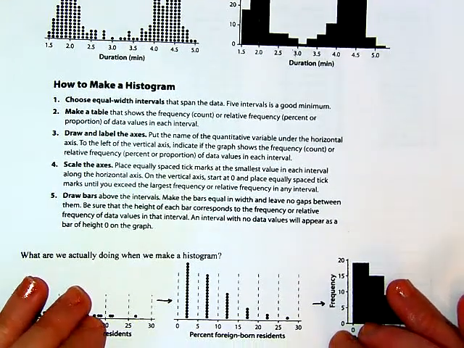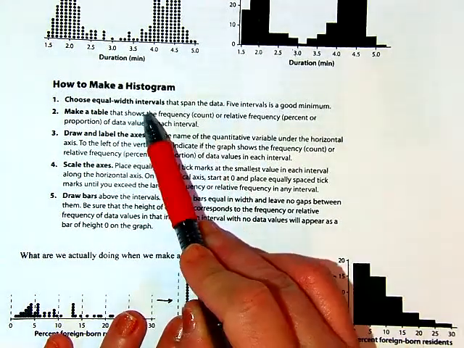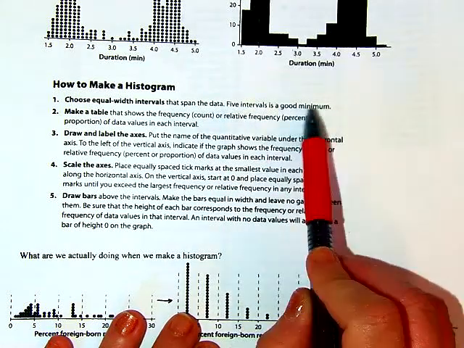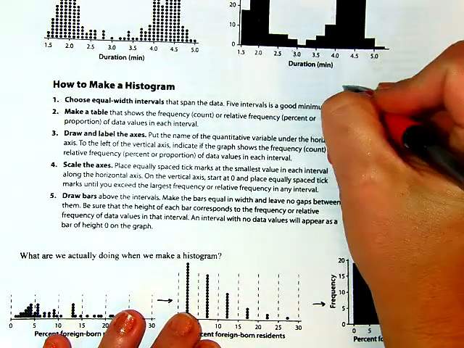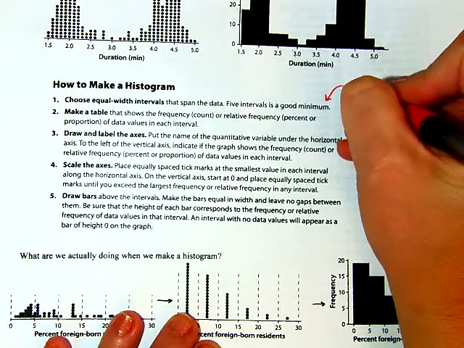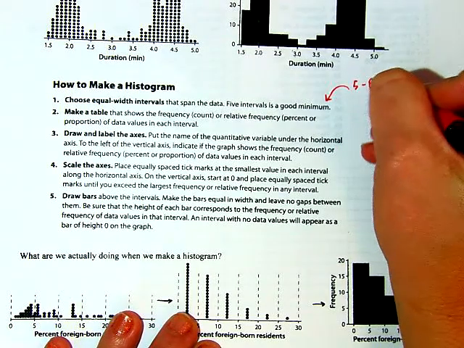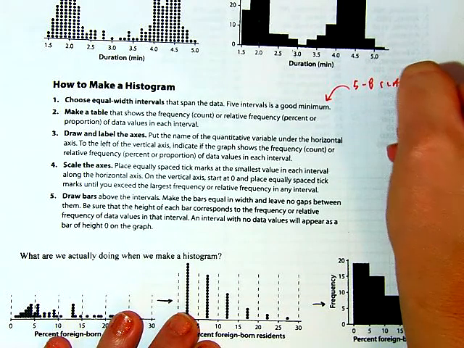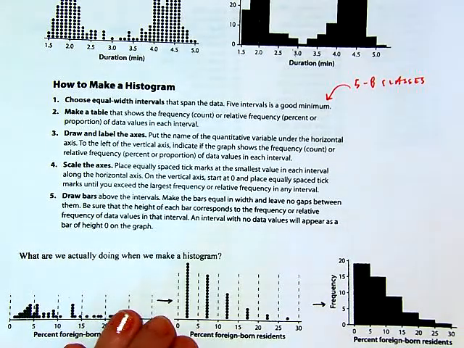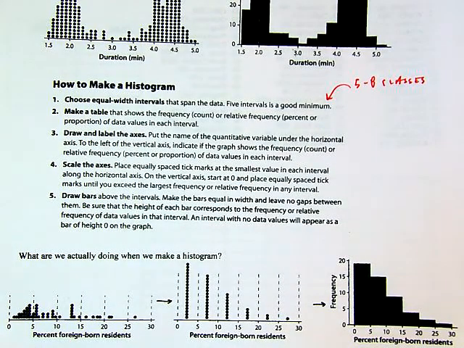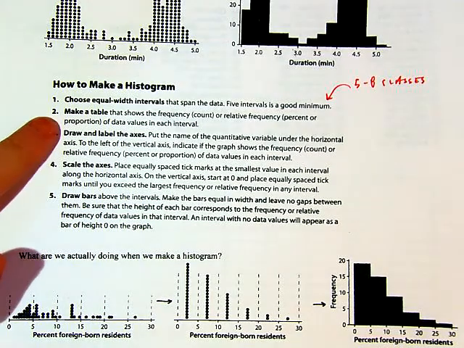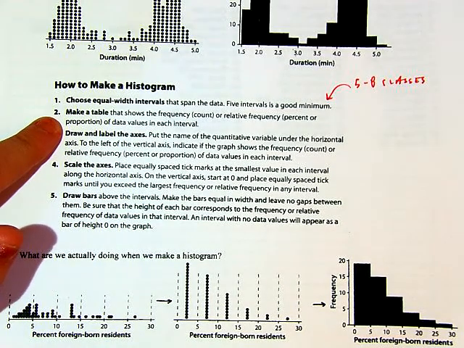All right, how do we make it? Here we need to choose equal class widths that span the data. 5 is a good minimum. I'm going to be a little bit more precise. I'm going to say 5 to 8 classes is a good rule of thumb. 5 to 8 is usually a good starting point. We always start with a table that either shows frequency or relative frequency.